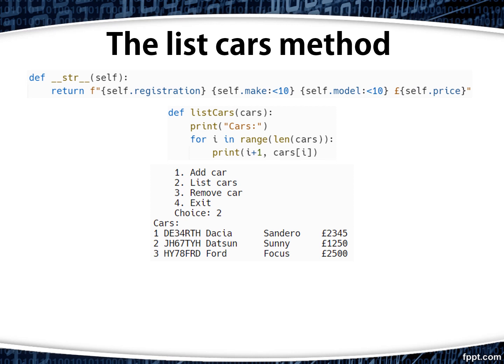You can see that the list cars method itself simply loops through the cars array and prints out each of the cars, which calls its string method. I've used i+1 simply because people wouldn't expect the cars to be numbered off starting at 0.